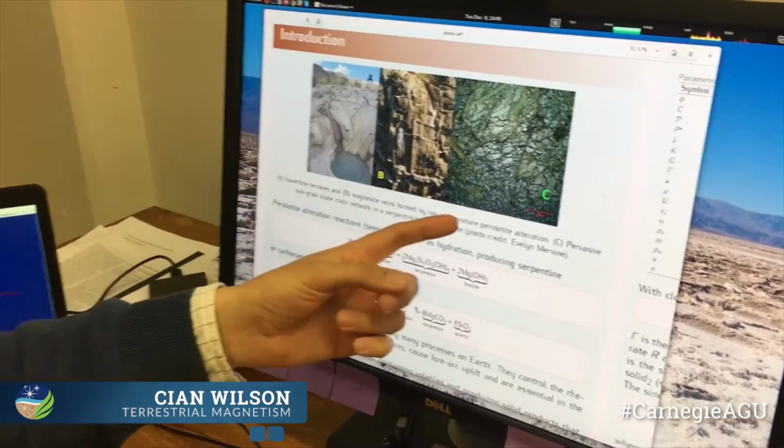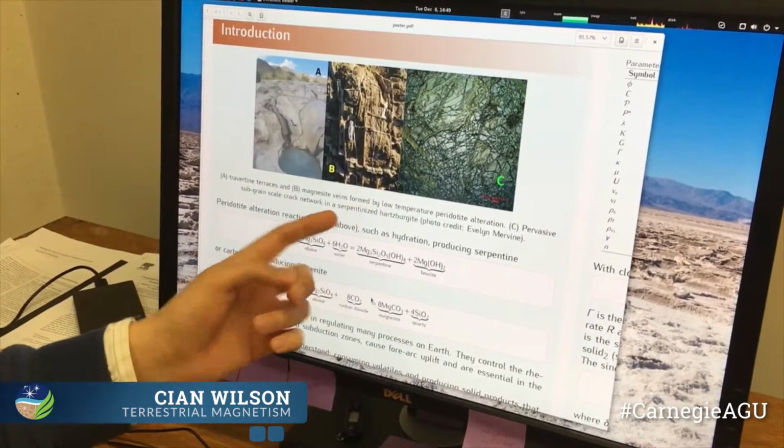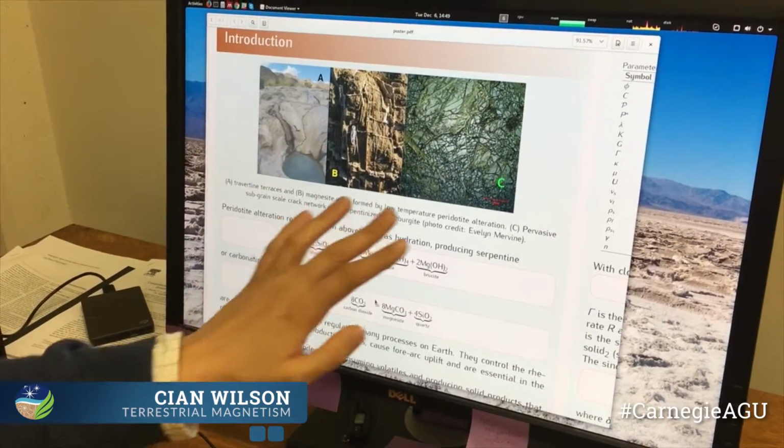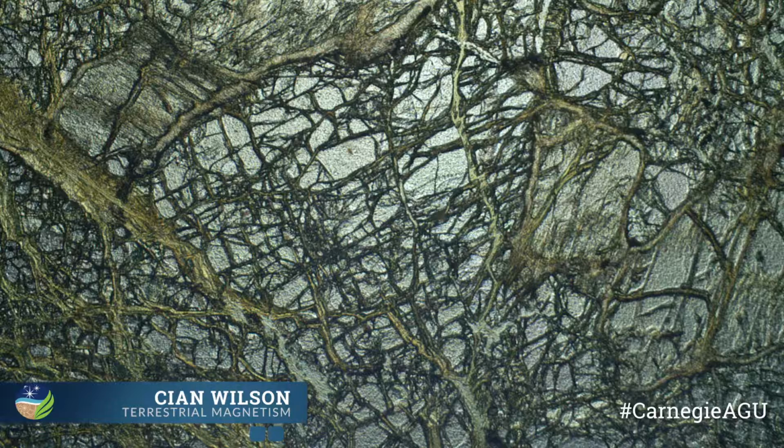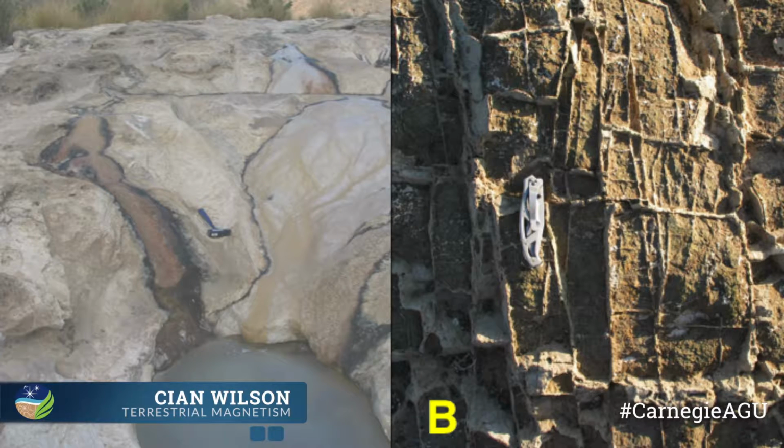But when we go out into the field, we see examples of rocks that have been completely reacted right to their core. So these are some examples from Oman, where we see rocks that have been carbonated, have been reacted with carbon all the way through. And what we see in them is that they are highly fractured, and associated with these fractures are these reactions.